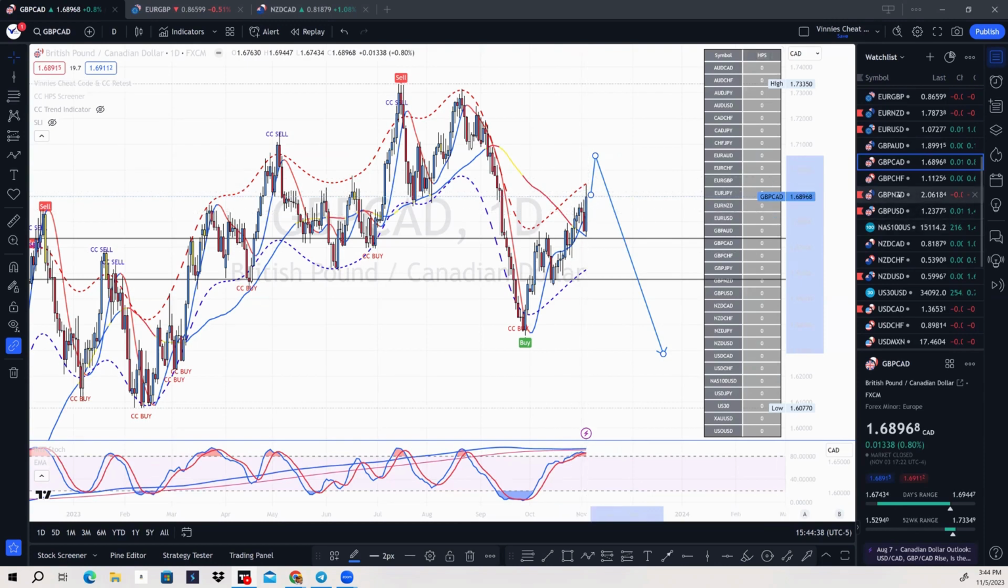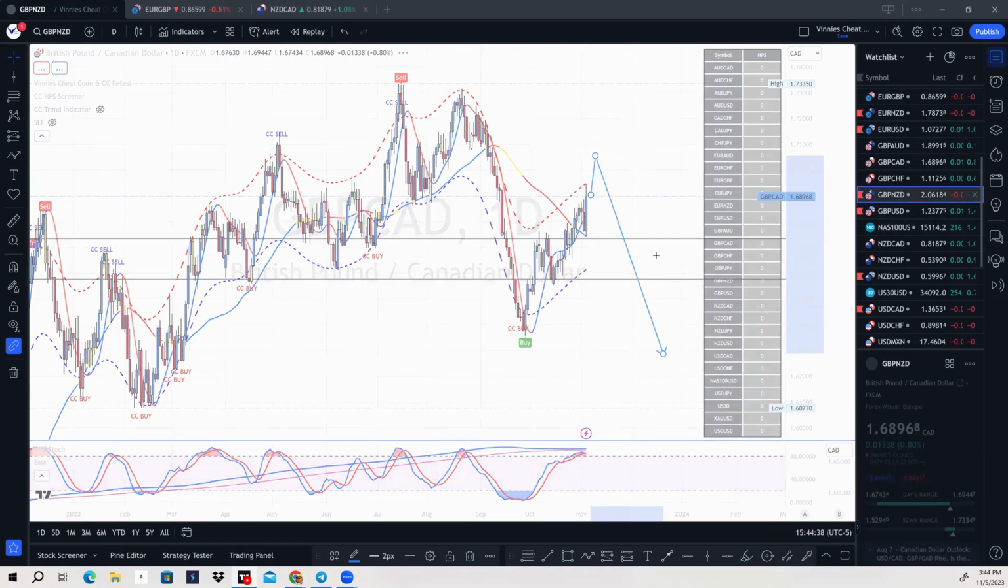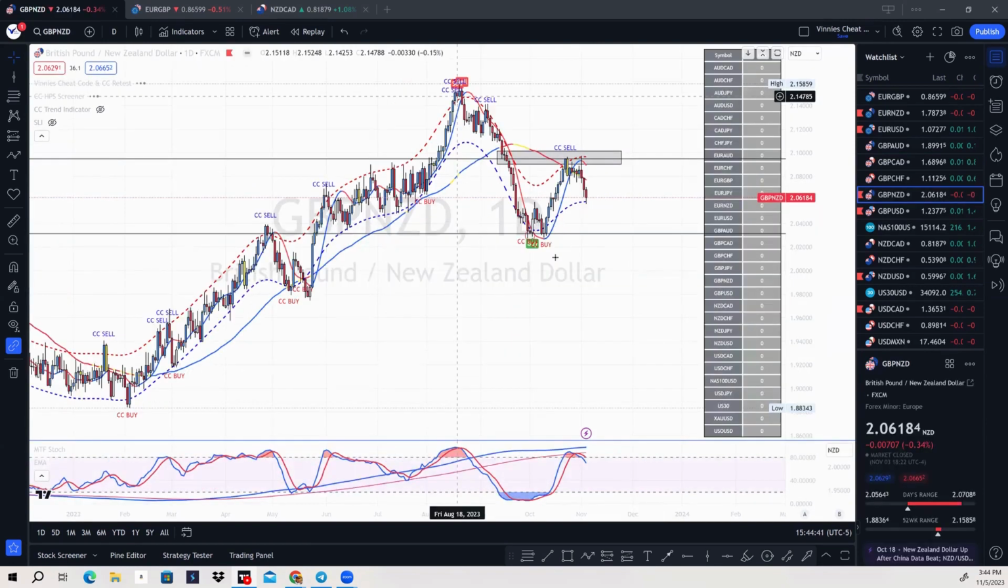Okay, GBP NZD, same exact scenario as Euro NZD. We had a high, we have a low, we have a lower high. Okay, so we're looking for price to create a lower low on GBP NZD. Okay, so if you're looking to get in on this trade, simply wait for the pullback. Okay, wait for the pullback.